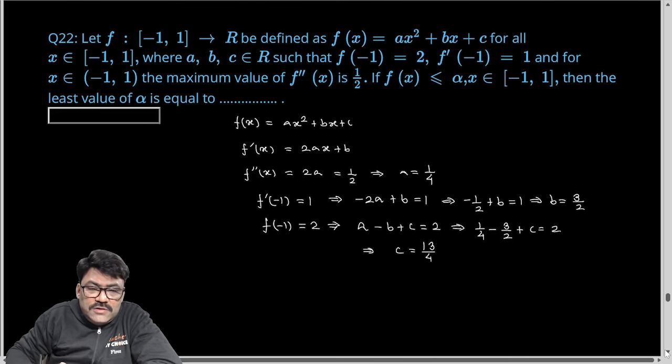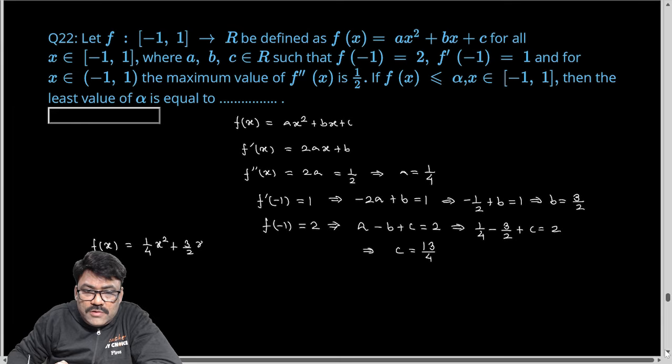And hence I can say that function f(x) is ax square, meaning 1 by 4 x square, plus bx, which is 3 by 2 x, plus c, which is 13 by 4. If I take 1 by 4 outside, it is x square plus 6x plus 13. And if I make a perfect square here, it is x plus 3 whole square plus 4.